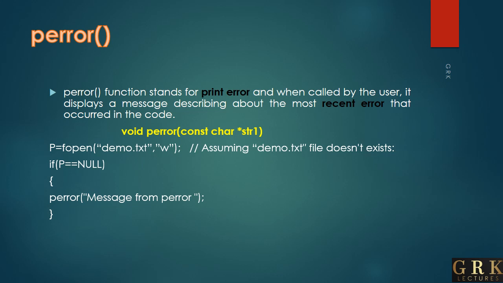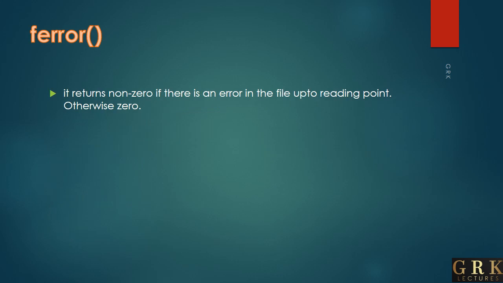Like this I am writing my own message. So the output is going to be my own message, that is the message from perror, followed by the actual error. Actually what is the error that happened, why demo.txt is not opened. That error message will be displayed like "no such file or directory". So perror can also be used without our own message, then we get only the error description. If we write our message, followed by the error description will be displayed.